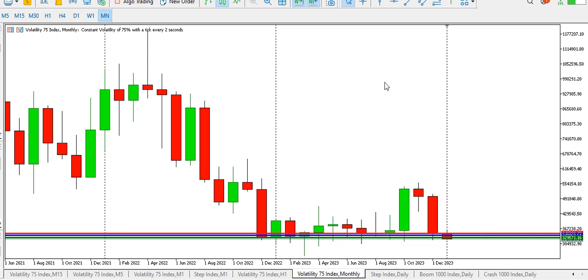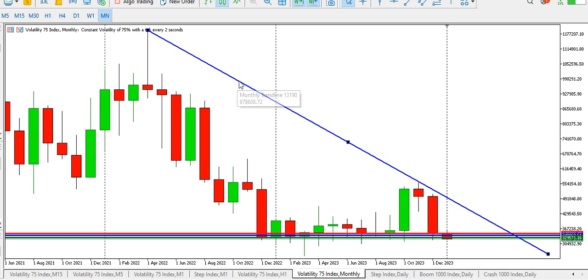All right, on the higher time frame, on the monthly time frame, we can see that the price of Volatility 75 Index is bearish. You can see the kind of reversal that occurred around here, and what happened around here is playing out around here. You can see this evening star pattern, signifying that price is going to drop some more on the monthly time frame. But the drop is going to take some time because we are looking at a higher time frame.